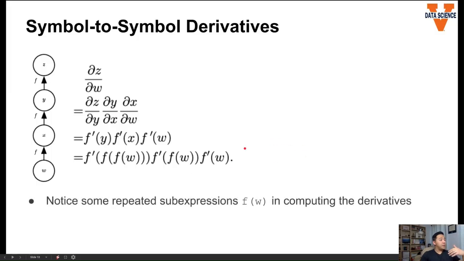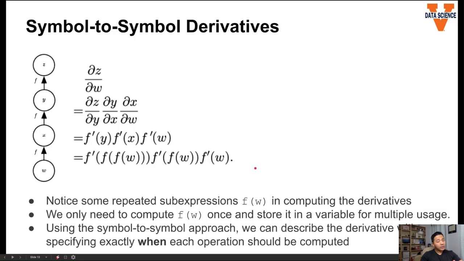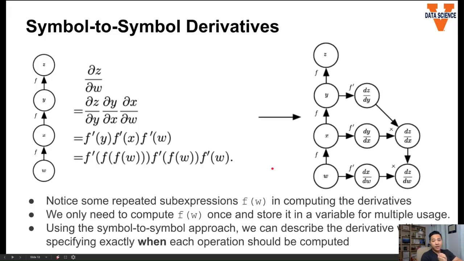Another thing I want to mention is that notice that f(w) and the derivative f'(w) are computed repeatedly. So using this computational graph, maybe we can figure out a way to store them once and use them multiple times, right? Which is very important in computer science. And another really nice thing about this symbol to symbol approach is that we can derive or describe the derivatives without specifying exactly when the operation can be completed. And let me show you how that derivative can take place.